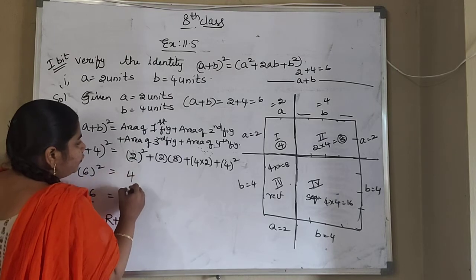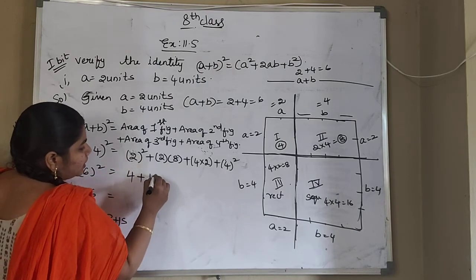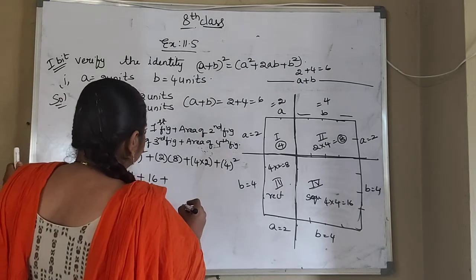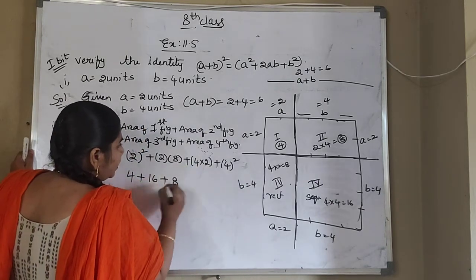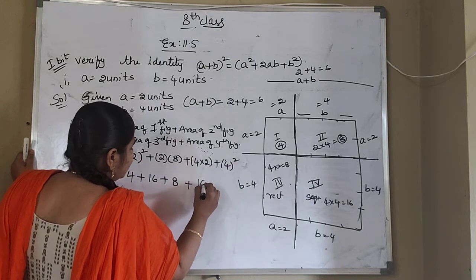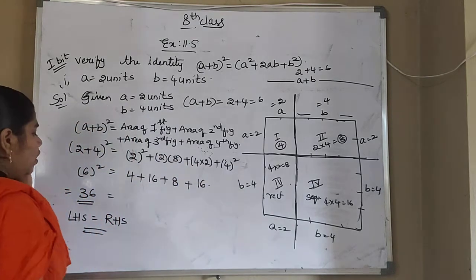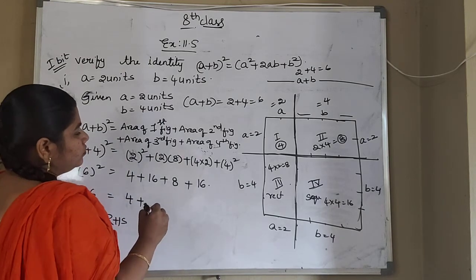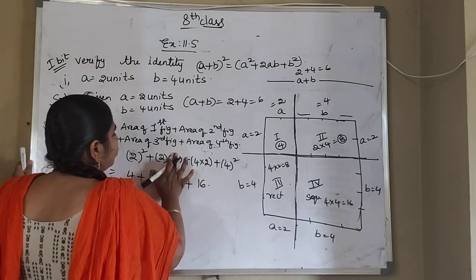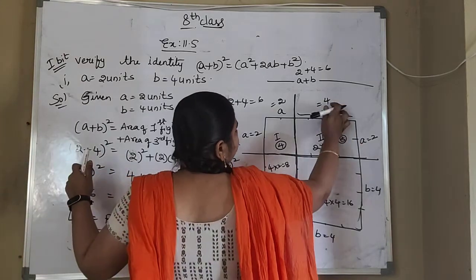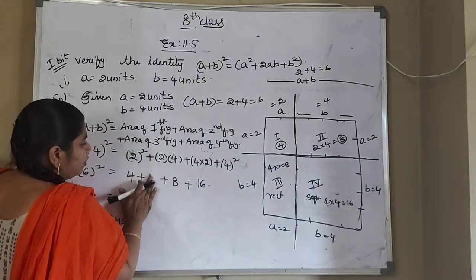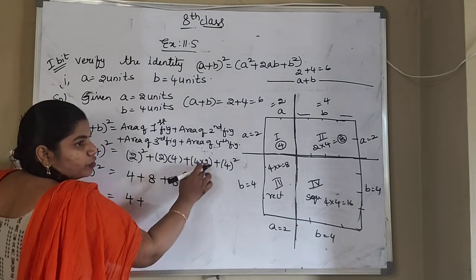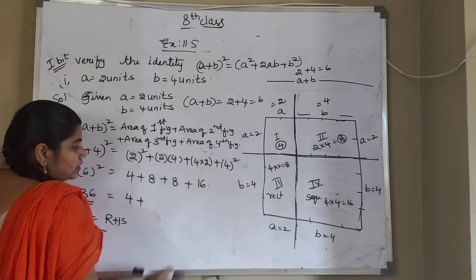So here it will be 4 plus 8 2s is 16 plus 4 2s is 8 plus 4 square is 16. So how much you will get here? Sorry, here it will be 4, 4 into 2. So here it will be 8. 8 plus 8. 4 2s is 8. 4 square will be 16.